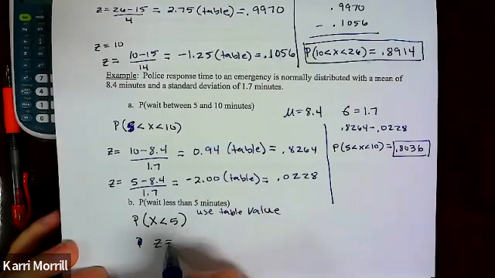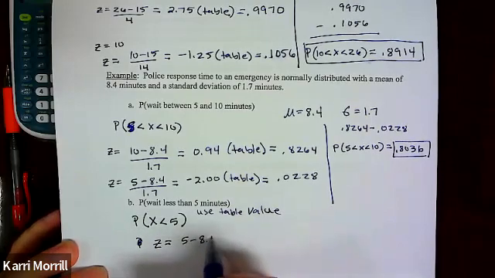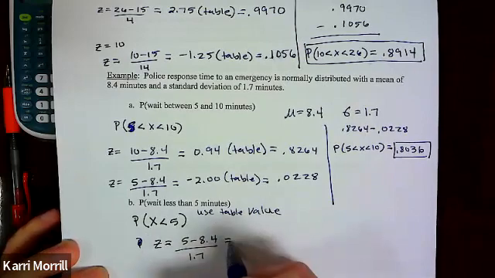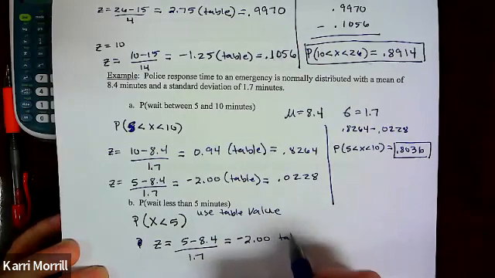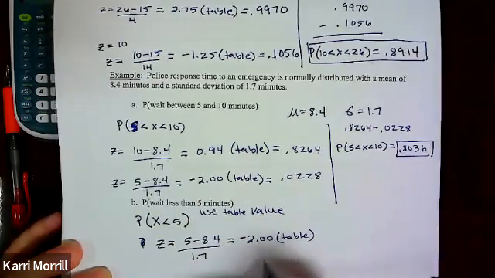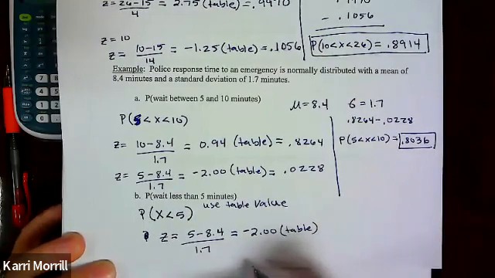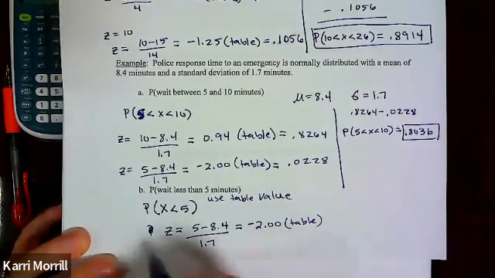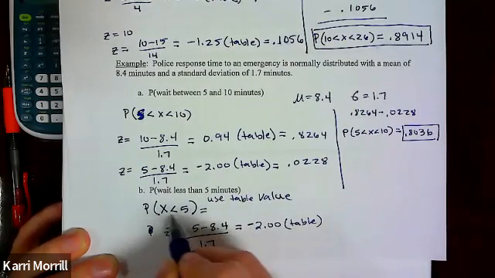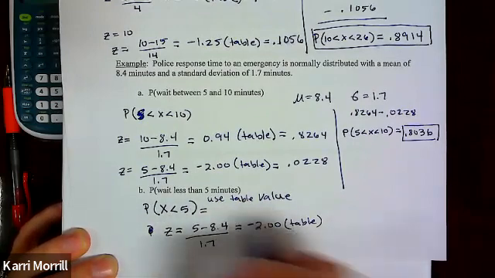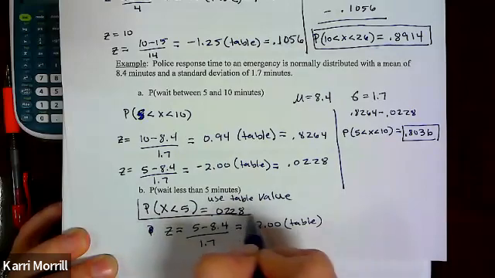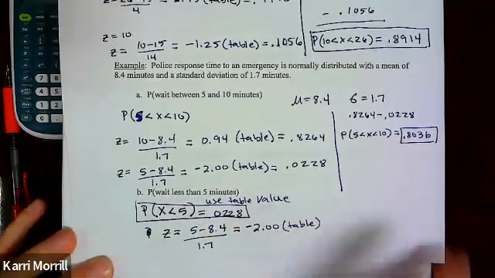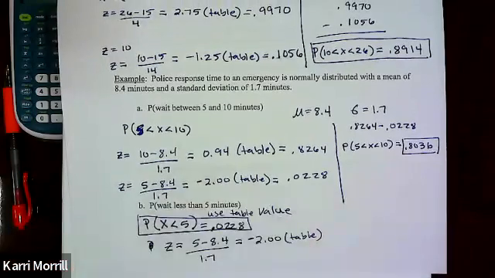So our z-score, we're doing 5 minus our 8.4 divided by 1.7. So the z-score would be a negative 2.0. And so we just use that table value. We don't have to do any additional operation because it's not a greater than or a between. So the probability of X being less than 5 is, from the table, 0.0228. I know I drew my box kind of around that pretty tight.